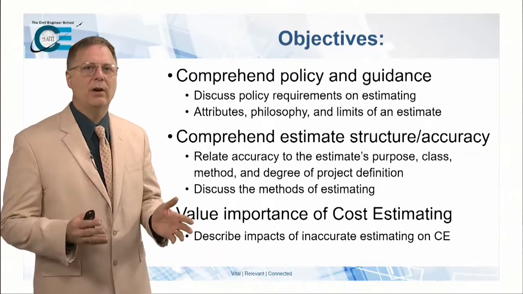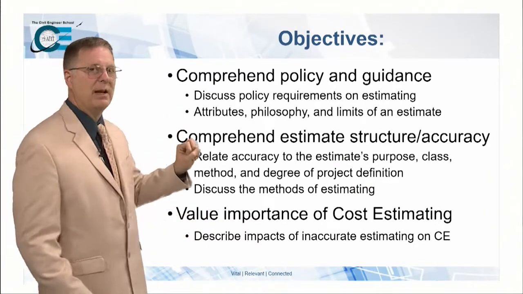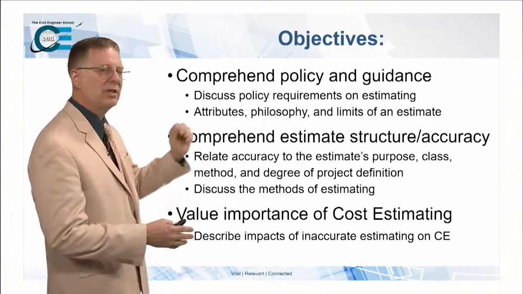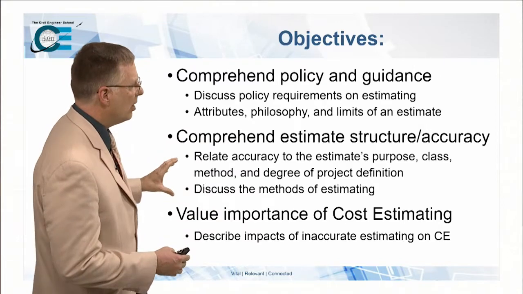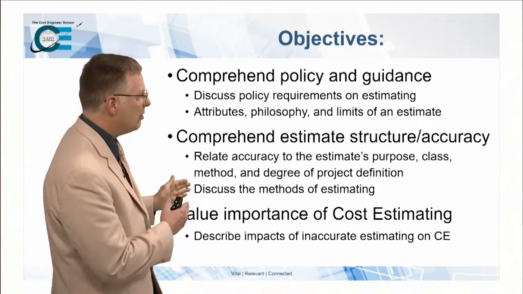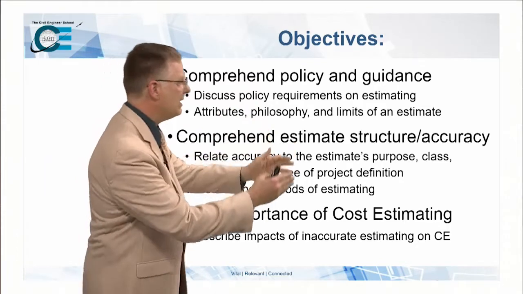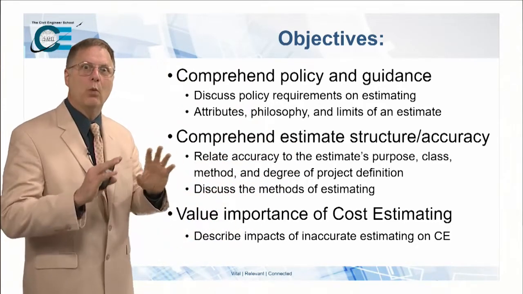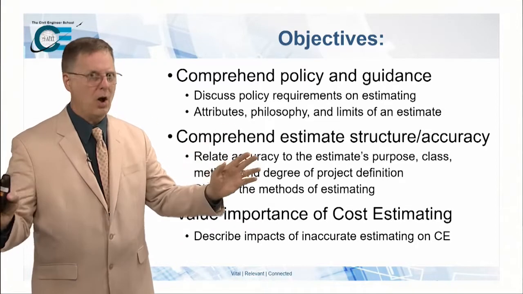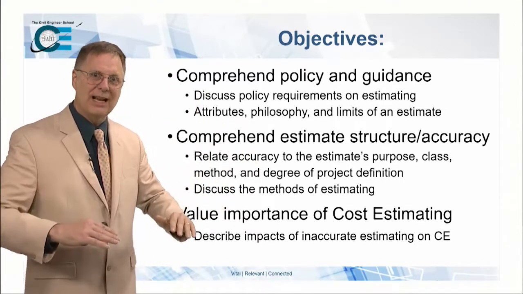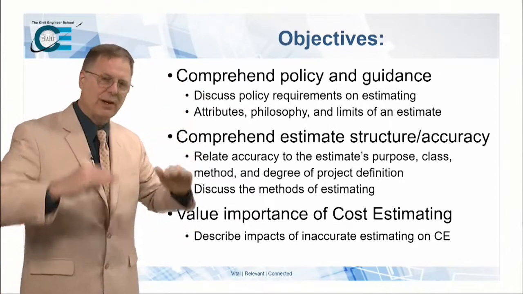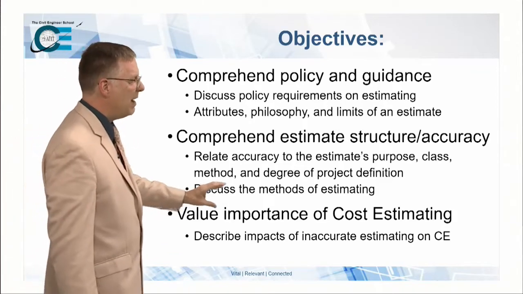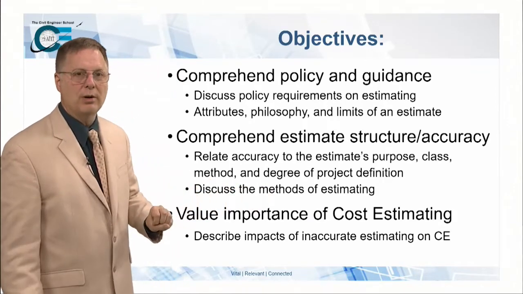So, just a quick overview of the policy. We wanted to talk about the policy, why we have it, and then also what the policy is. We talked about what's involved in an estimate. And then we talked a little bit about relating the accuracy to the estimate's purpose, to the class of estimate, to the methodology that you use, the degree of project definition. You remember that one master chart that rules it all, that says here's what the 3 different classes that we're going to focus on in this course. There's 3 different classes, and we talked about how all these things relate. And we broke those methods of estimating down into their different parts.